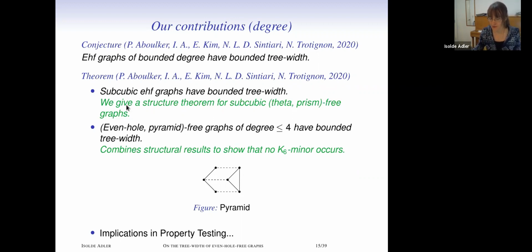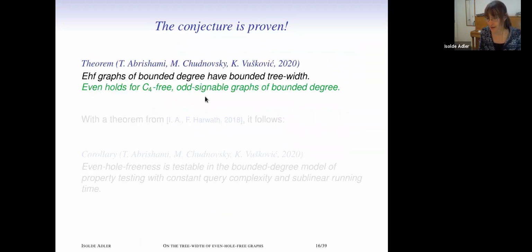Okay, and this also has some implications in property testing in the bounded degree model. Namely, from this first one here, it follows that for subcubic graphs, graphs of bounded degree 3, even-hole-freeness is testable in the bounded degree model. But I will speak a bit more on this slide, because in the meantime, the conjecture in full generality has been proven by Abrishami, Chudnovsky, and Vušković. They proved that even-hole-free graphs of bounded degree have bounded tree width.